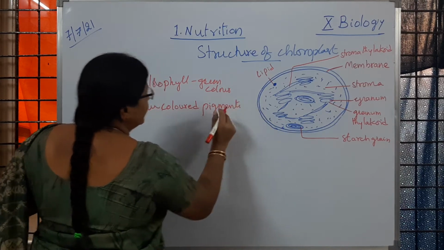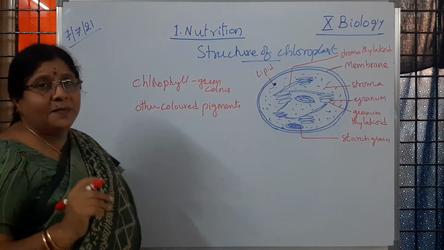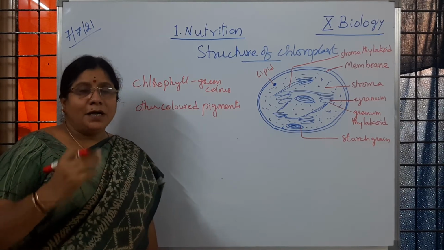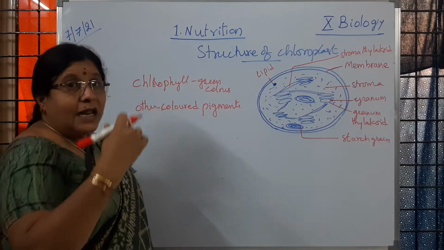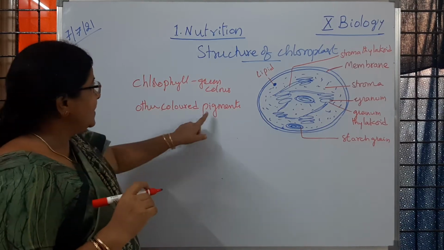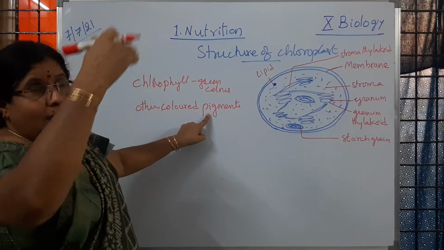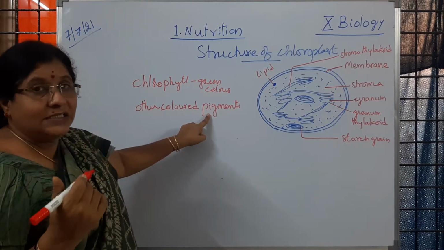Yesterday only I explained what is meant by pigment, children. Pigment is a coloring substance which has the capability of absorbing light of a specific wavelength. Is it clear to children? So in VIBGYOR colors, if we see, they have different wavelengths. Is it clear to you?